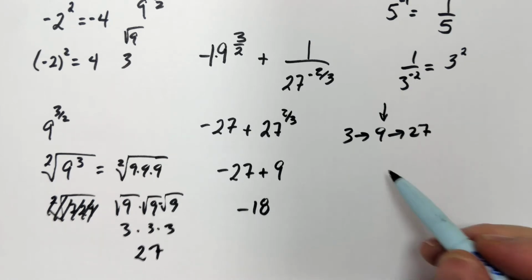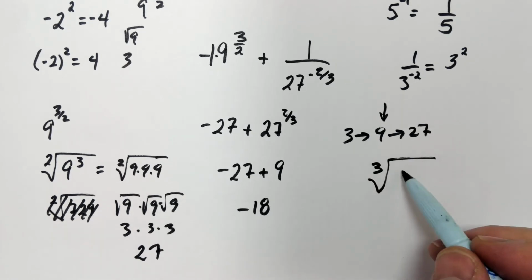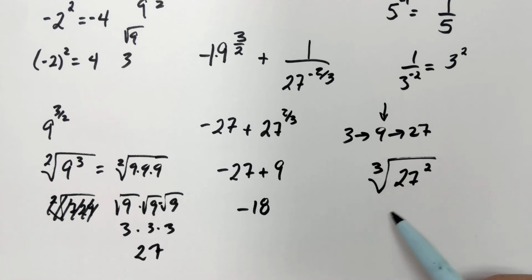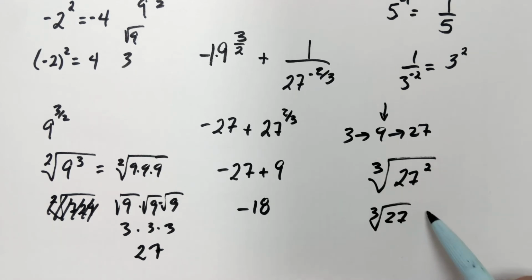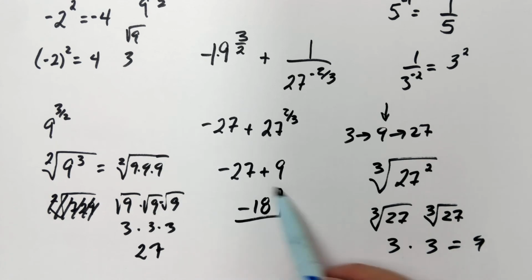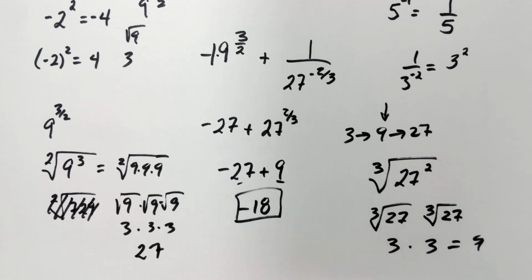9. Another way we could do that, you could rewrite it in radical form, like this, right? Now, the cube root of 27, well, that's something we can do, right? So the cube root of 27 squared would be the cube root of 27 times the cube root of 27. Cube root of 27 is 3, times 3, 9. So either way, we get 9. And then when the whole thing's done, negative 27 plus 9, negative 18. Wasn't that bad, really. You just have to be careful.